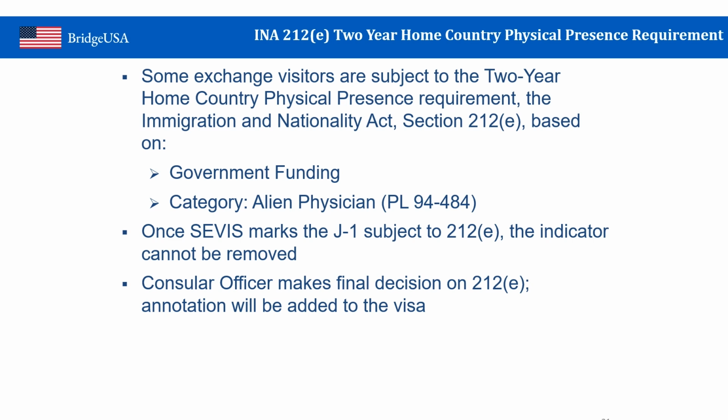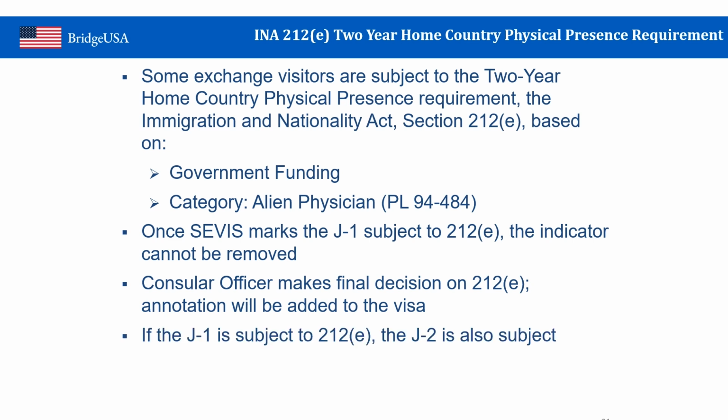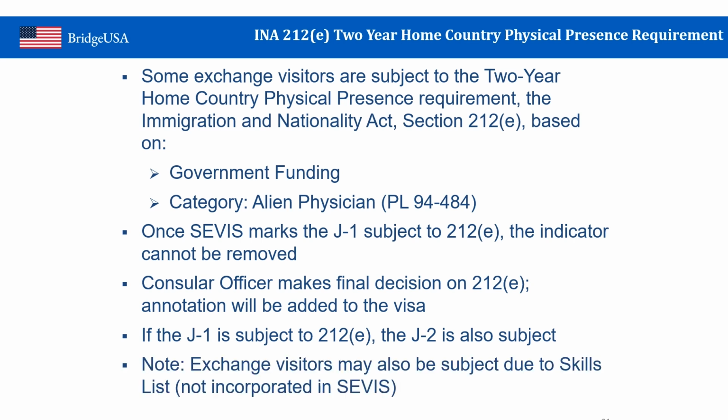In either case, there will be an annotation on the non-immigrant's visa. If the J1 is subject to 212E, any associated spouse and dependents are also subject. Note, exchange visitors may also be deemed subject to 212E for skills list.